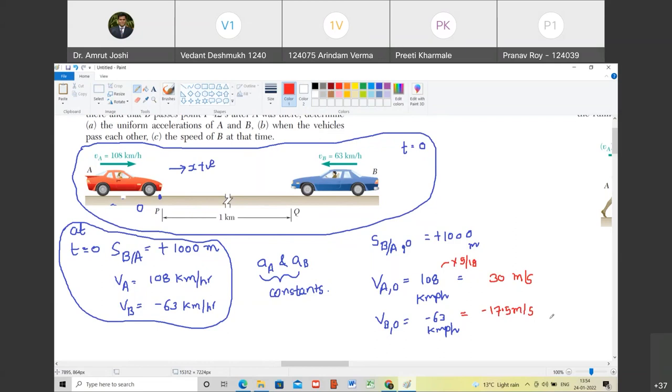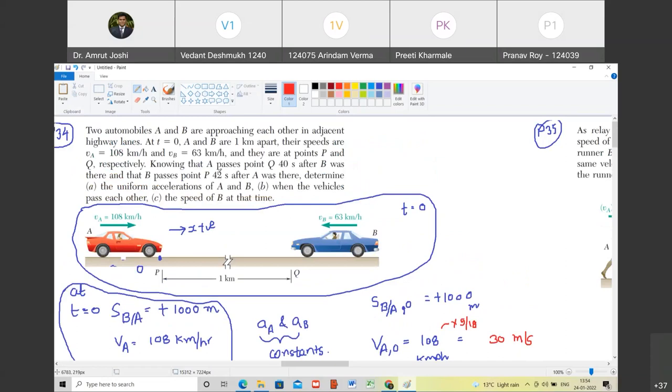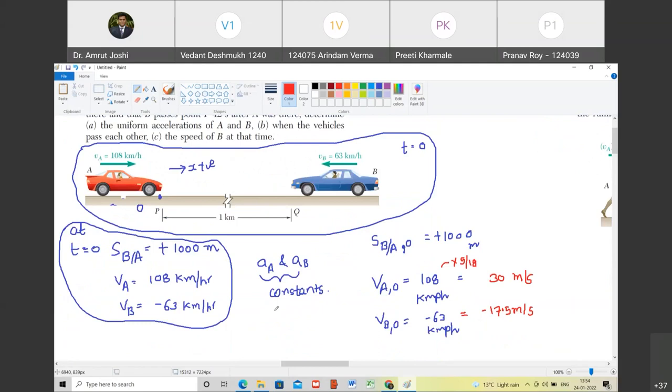What else is given? Well, in the data points nothing else is given, but in the question, in part A, it has been said that particles A and B, or cars A and B, are exhibiting uniform accelerations. Are you with me? Yes, sir. So therefore aA and aB are constants because it is uniformly accelerated motion. Both the cars are exhibiting uniformly accelerated motion. Do you agree with me? Yes, sir. This is also given. What else is given?